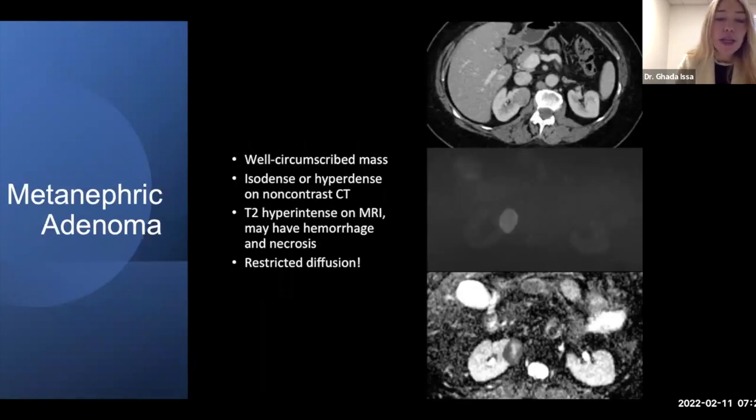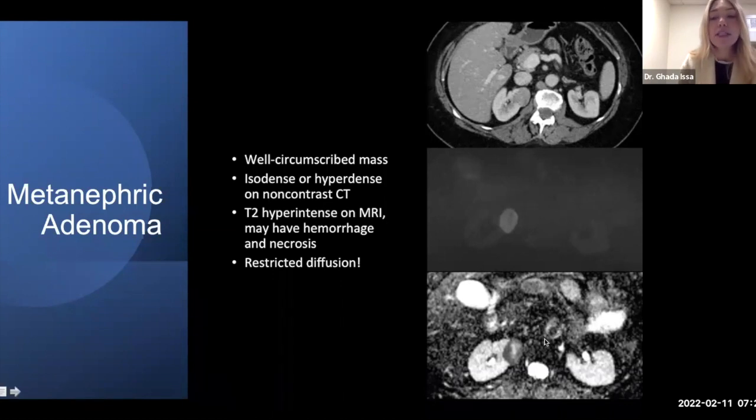Now, another lesser-known entity, but it's not uncommon, is metanephric adenoma. It is usually a well-circumscribed mass. It is isodense to hyperdense on non-contrast CT. It's benign. T2 hyperintense on MRI, although it might have hemorrhage or necrosis. And then one important feature that's not characteristic, but it is supportive of the diagnosis, is that metanephric adenomas restrict diffusion. In small series, almost all metanephric adenomas restrict diffusion.